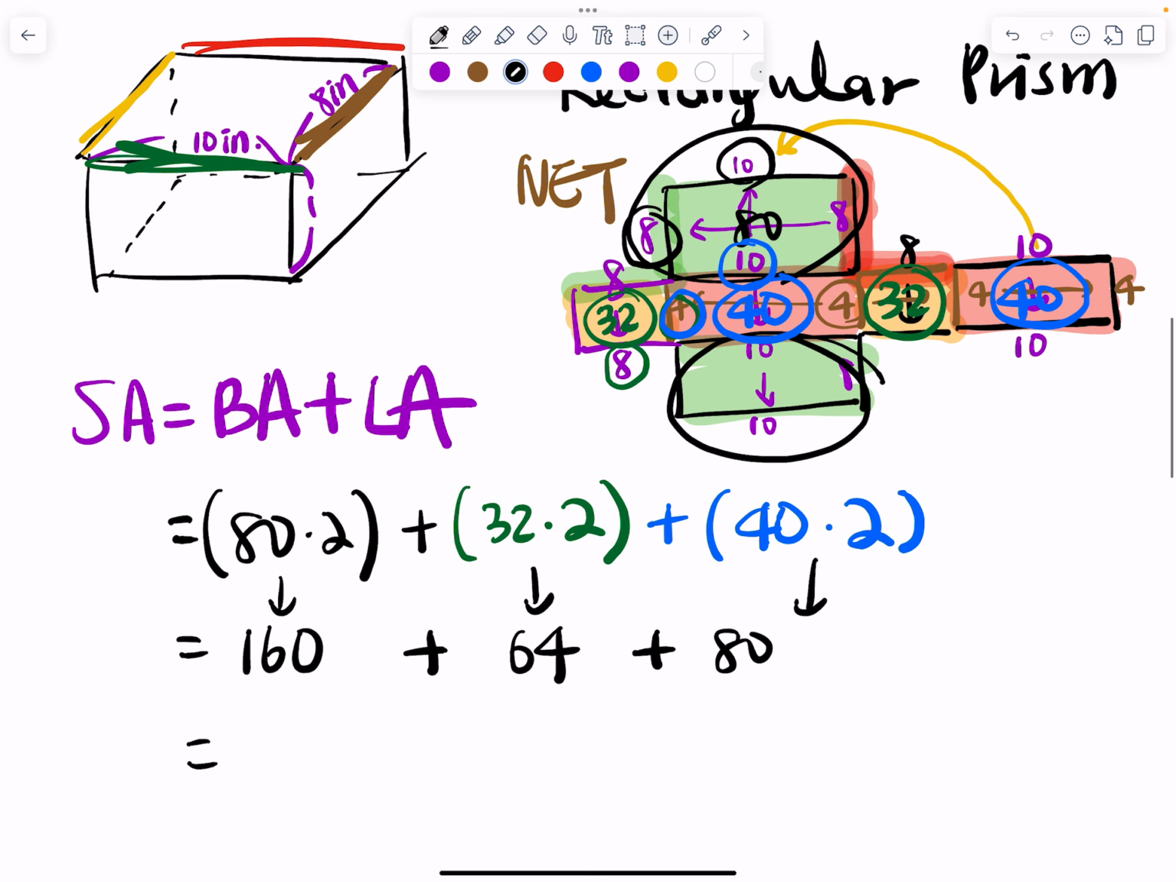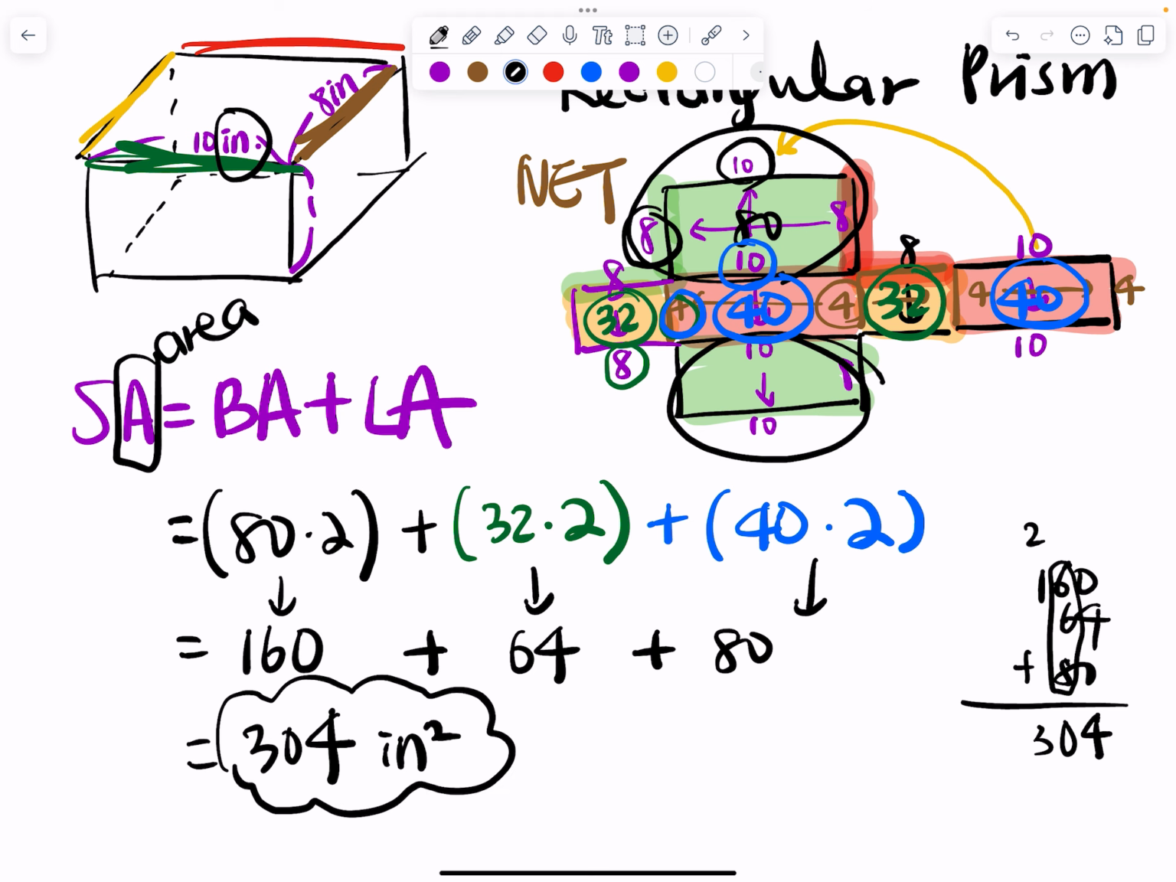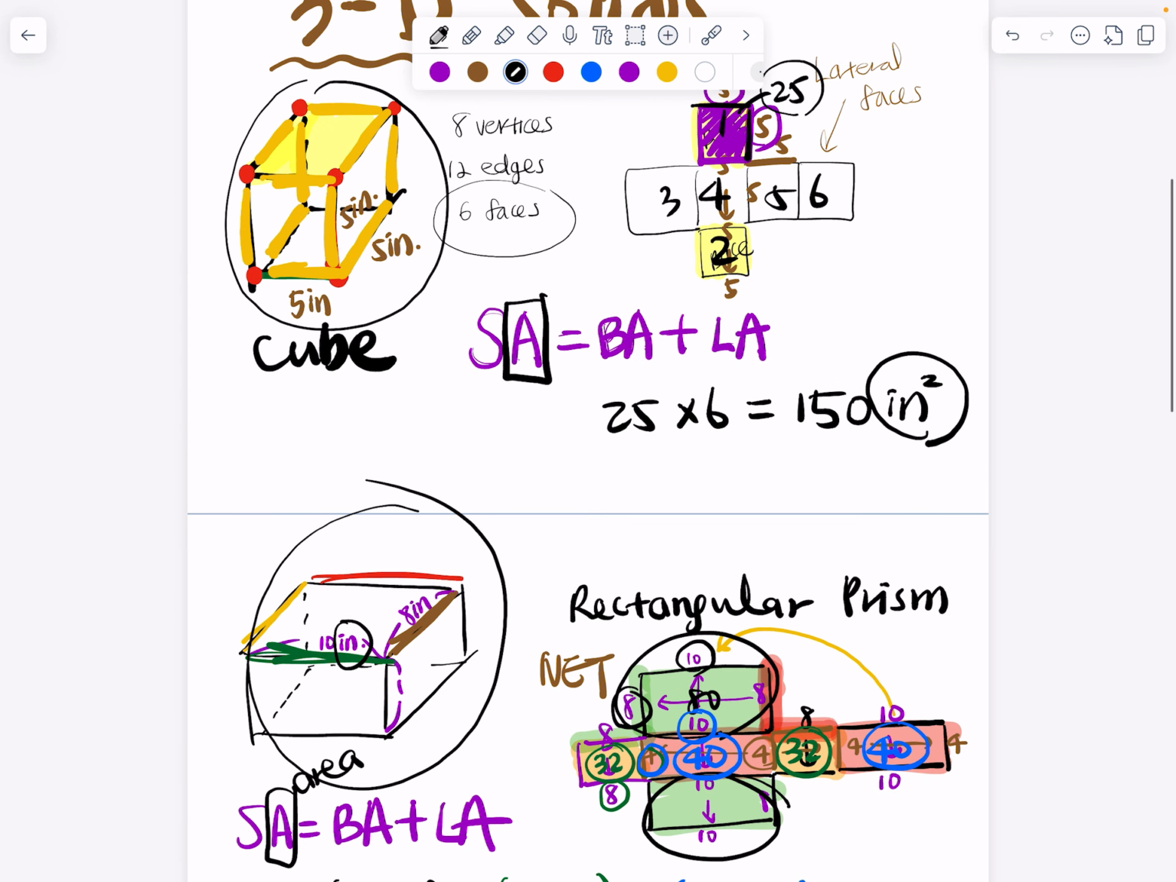Can we do the math? 160 plus 64 plus 80. Oh gosh, it's difficult. This all together, I believe, is 304. Hey, what's the unit? After all, you're talking about area, right? So something must be squared. It is inch squared. Okay, beautiful. So that was a cube, and here was a rectangular prism.